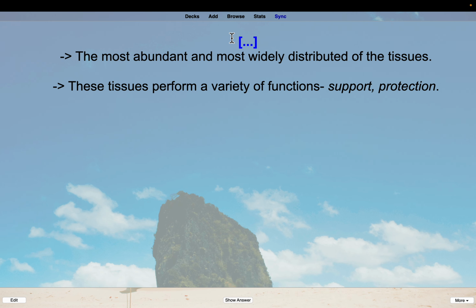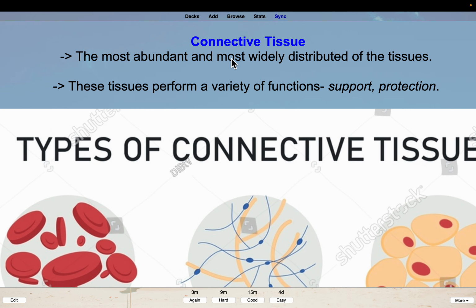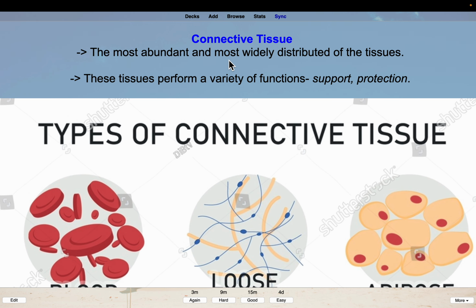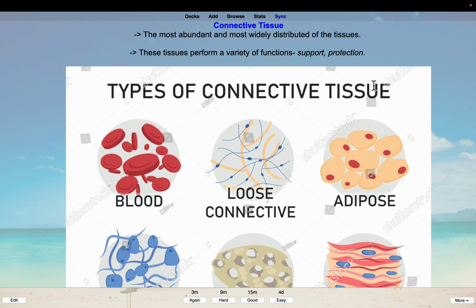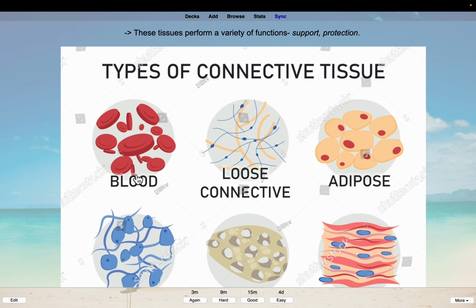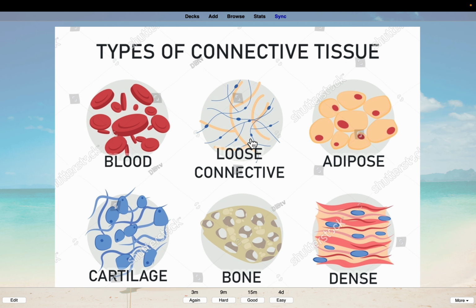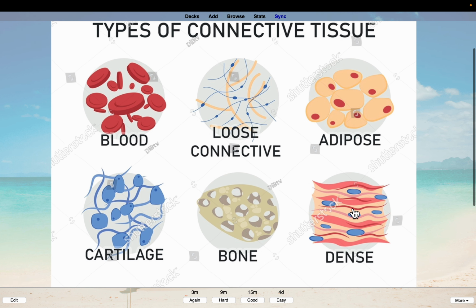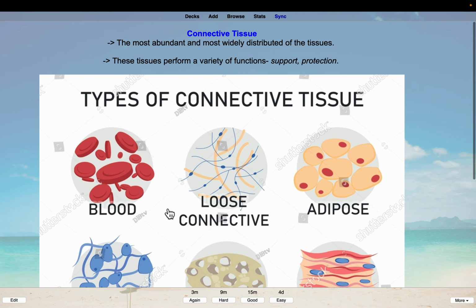Next. Blank is the most abundant and most widely distributed of the tissues. This is epithelial. Just kidding. Connective. I keep saying epithelial, it's kind of funny. These tissues perform a variety of functions, particularly support and protection. So, types of connective tissue we have blood, loose connective, adipose, dense, bone, and cartilage.